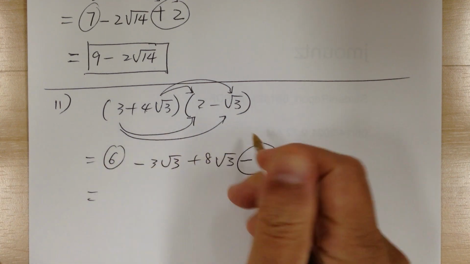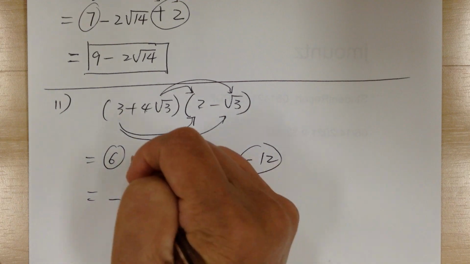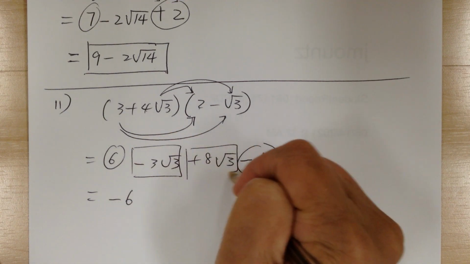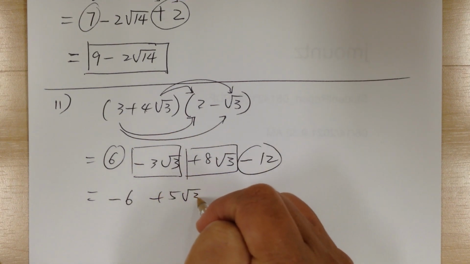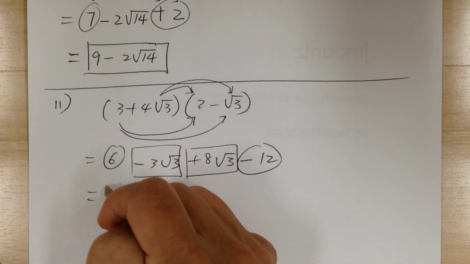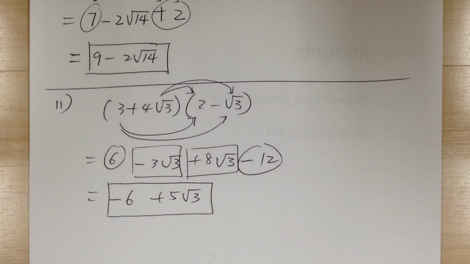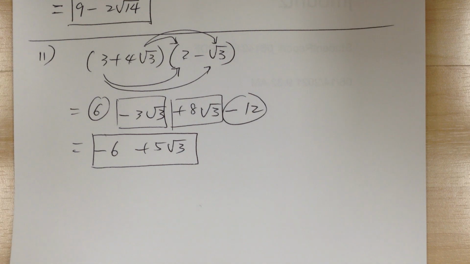Okay, so now you combine the like terms, so this will give you negative 6, and this one will give you plus 5 square root of 3. Okay, next one.